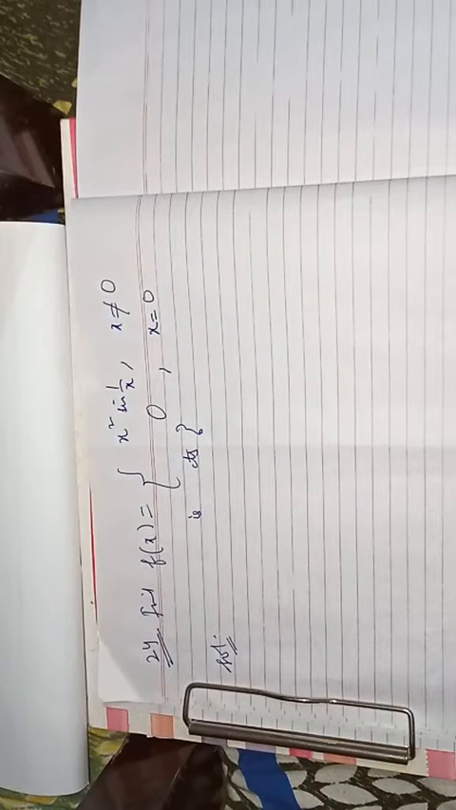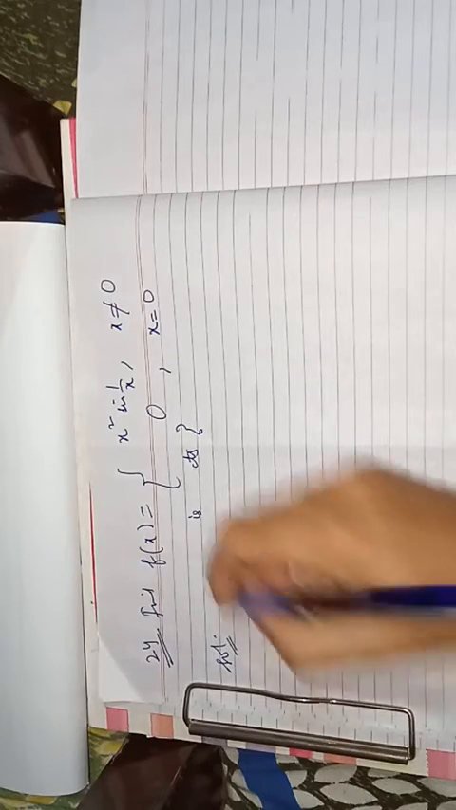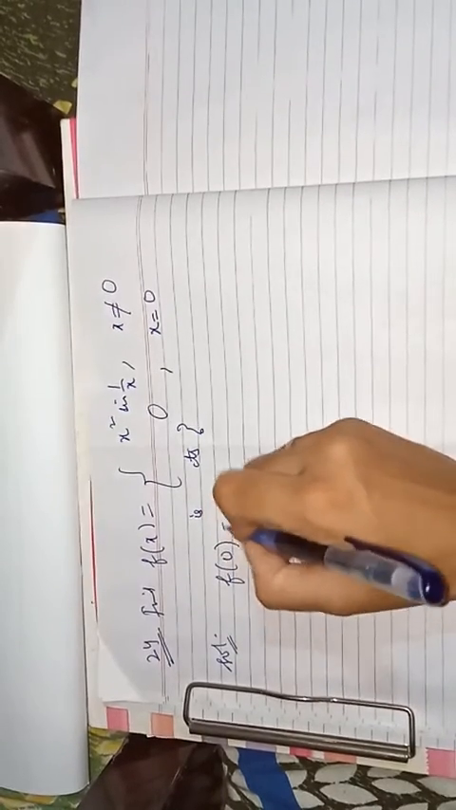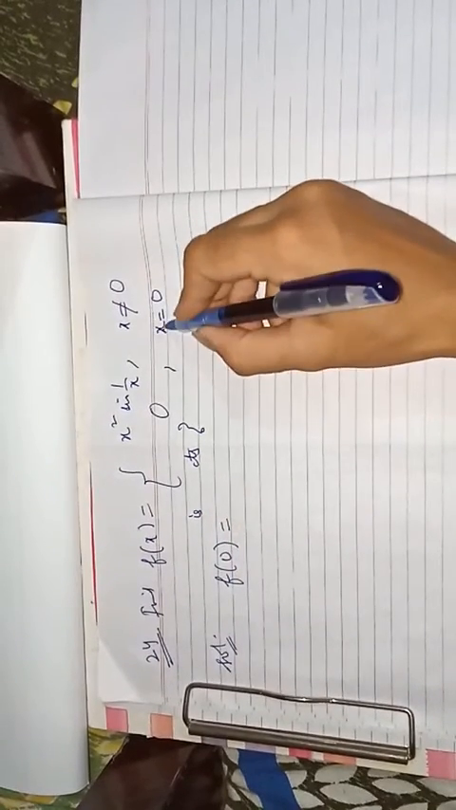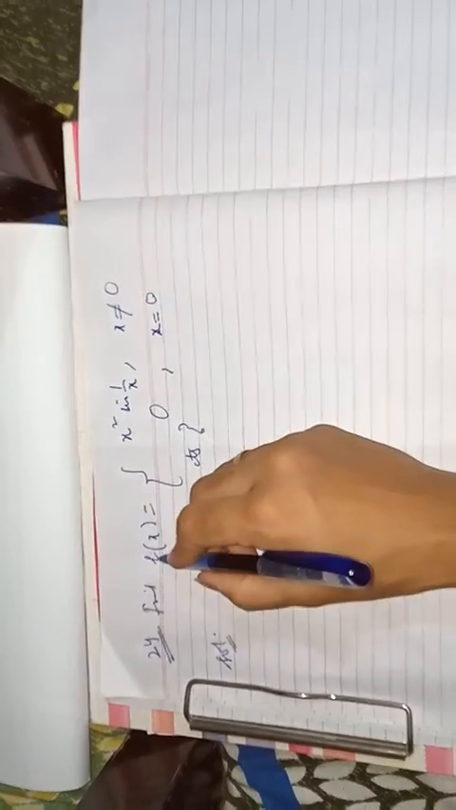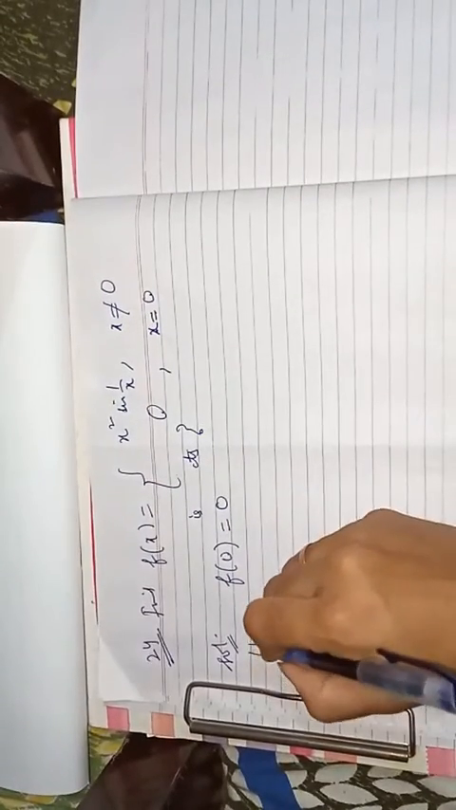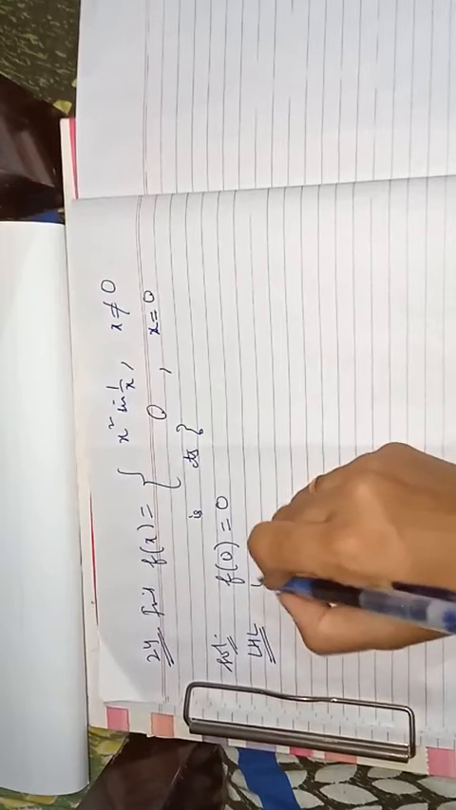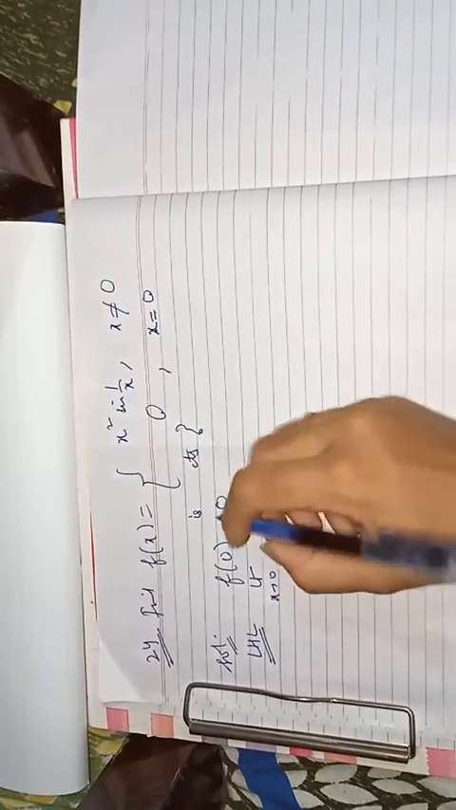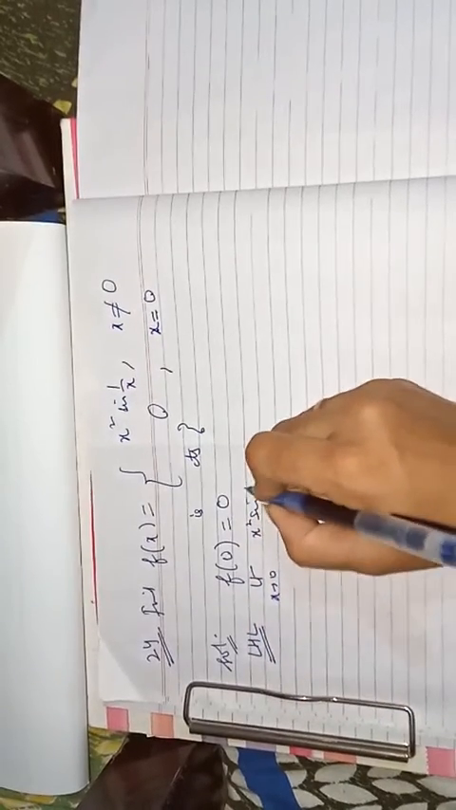So we all know that we need to check the value of the function and the value of its limit. So first find the value of f of 0. When x is equal to 0, the value of f is also 0. So we can write f of 0 is 0. Now find the left hand limit. Limit x tending to 0, x square sine 1 over x.